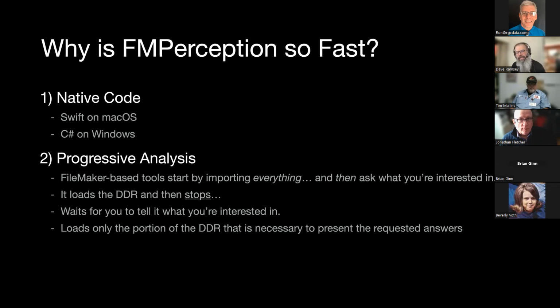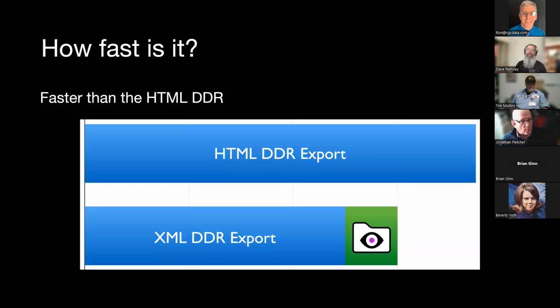The other thing that makes it fast is that it uses progressive analysis. So if you dump all your data into a FileMaker-based tool, the first thing that it has to do is import all of that data. And it has to have everything so that when you go searching, what you're searching for is already there. FMPerception waits for you to tell it what you're interested in, and then it parses just that part of the XML to be able to answer your question. And so it can get those answers very quickly.